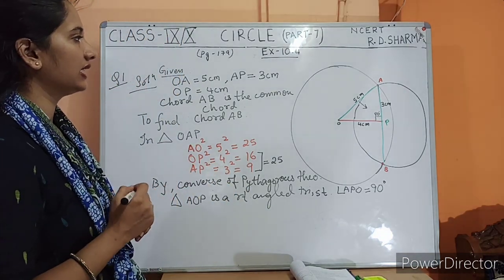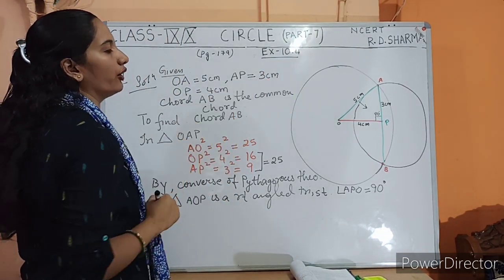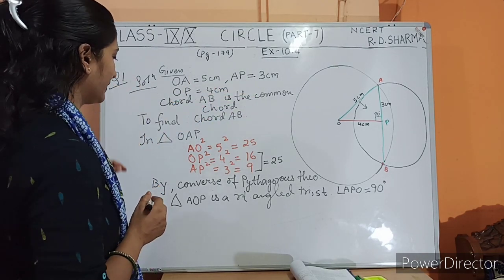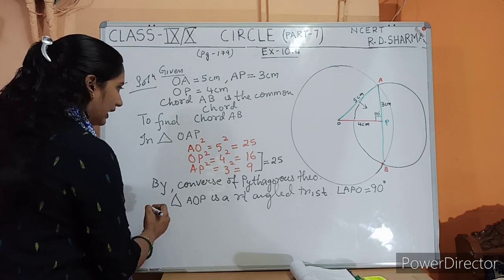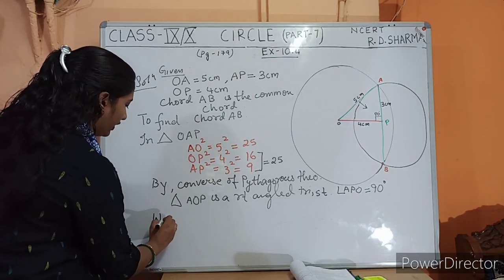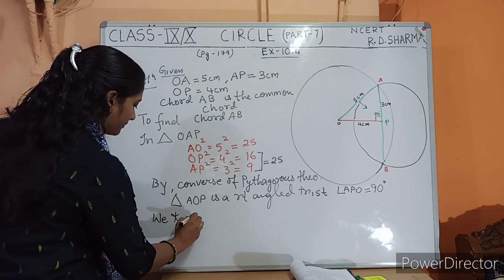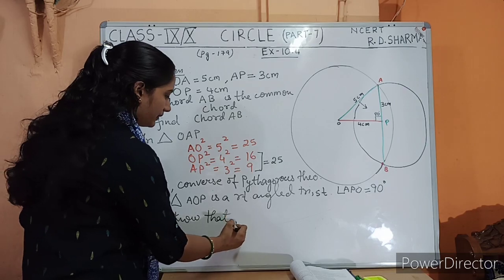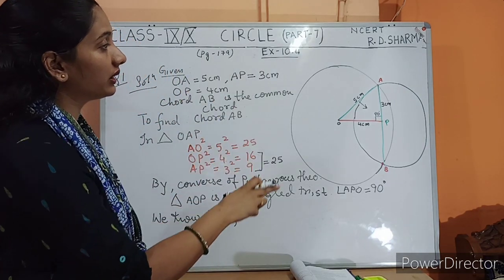Now after this we are having the value of AP here. AP is given here as 3 centimeter, right? And I just want to write here one more property we know. We know that... now children, just check out the bigger circle.